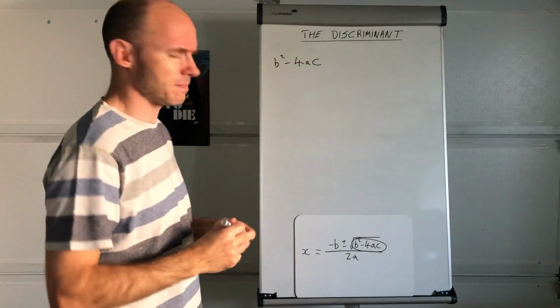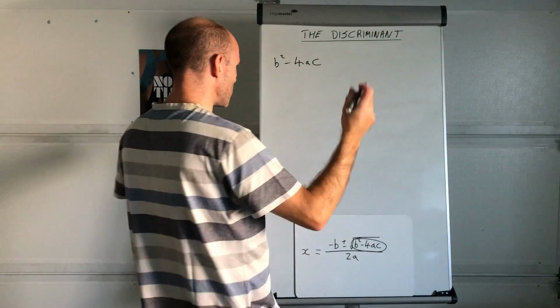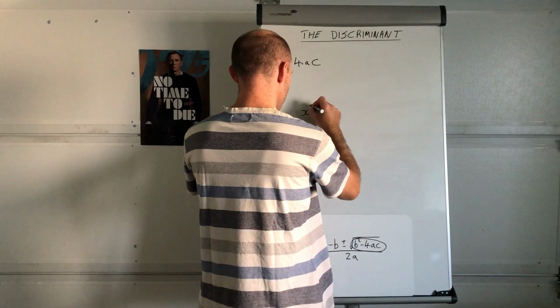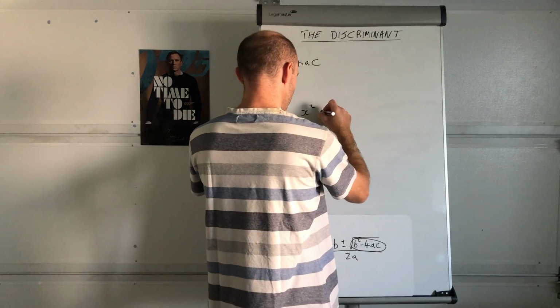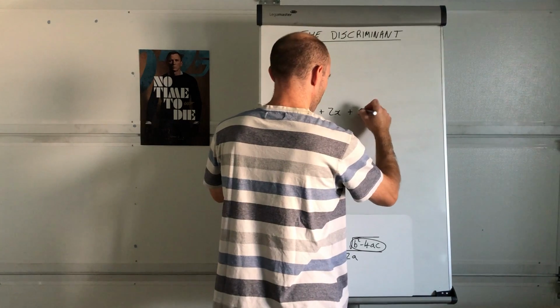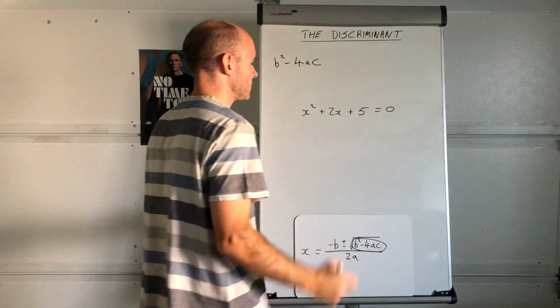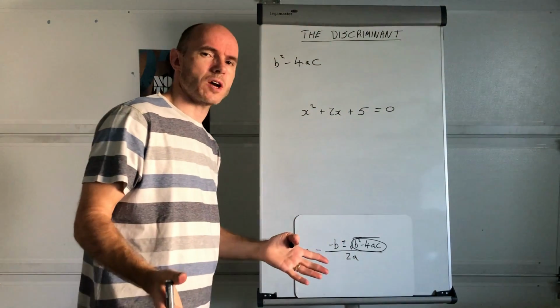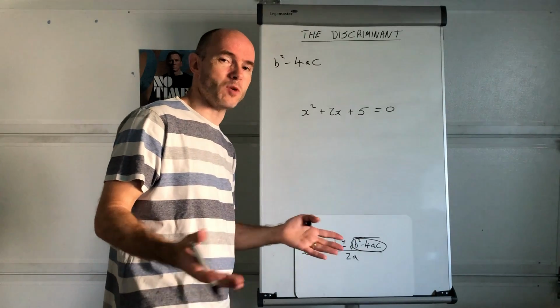Why is that the critical bit? Well, let me just give you a simple example. Let's have a look at this equation: x squared plus 2x plus 5 equals 0. Go ahead and solve this using the quadratic formula.